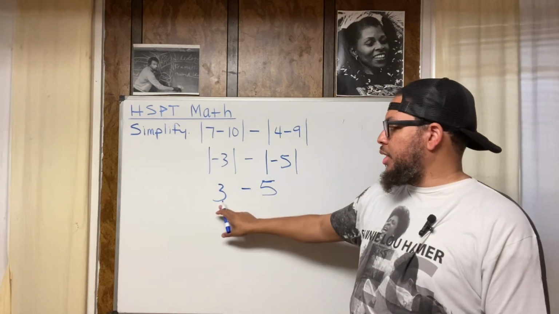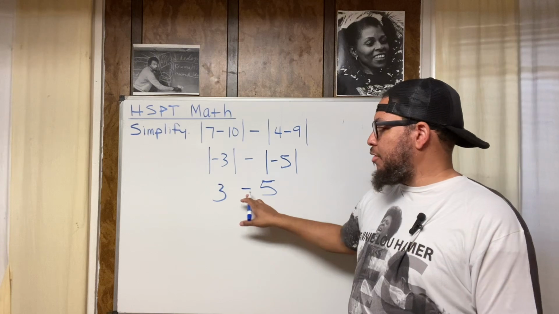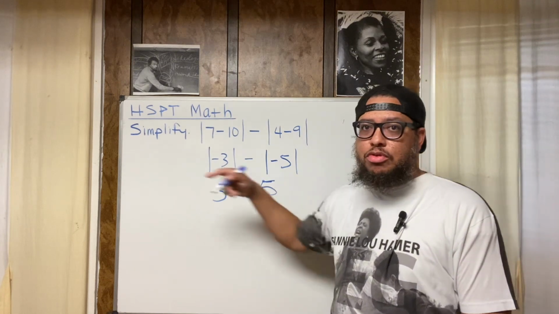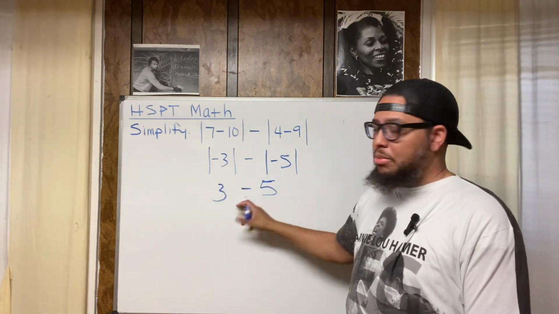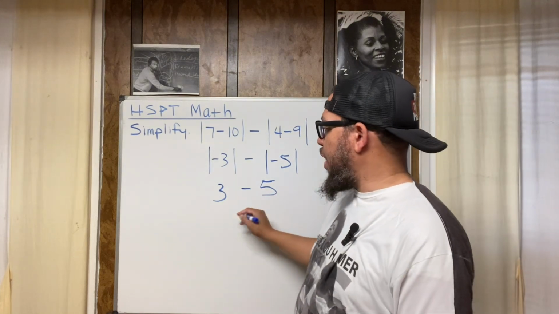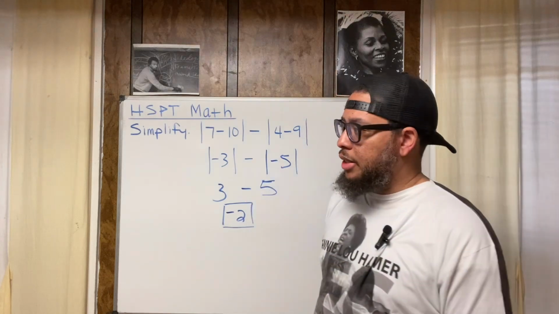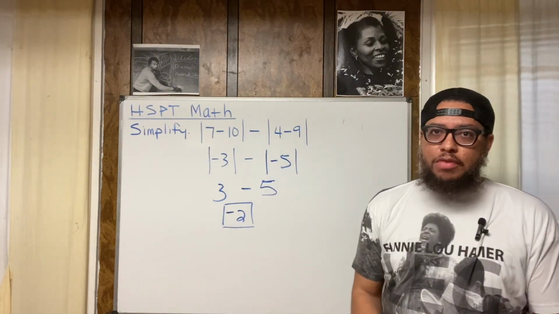You start at 3, you move left 5 spaces. Subtraction means you move left on the number line. Addition means you move to the right, but that ain't a plus sign, clearly. So 3 minus 5 is -2. That's our final answer. And that's how we work with absolute value symbols.